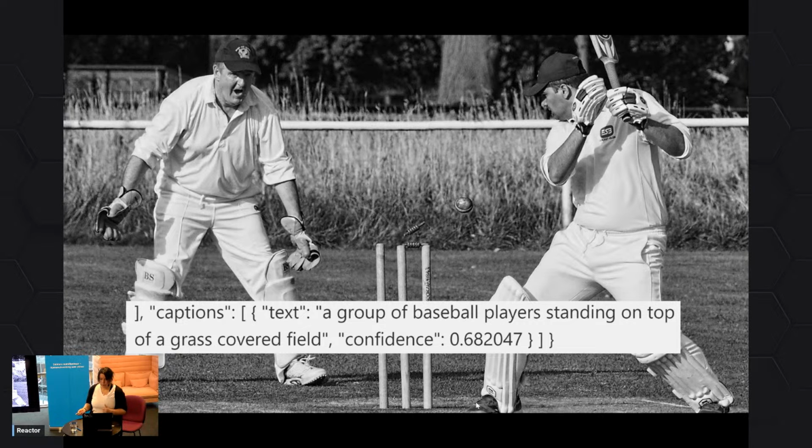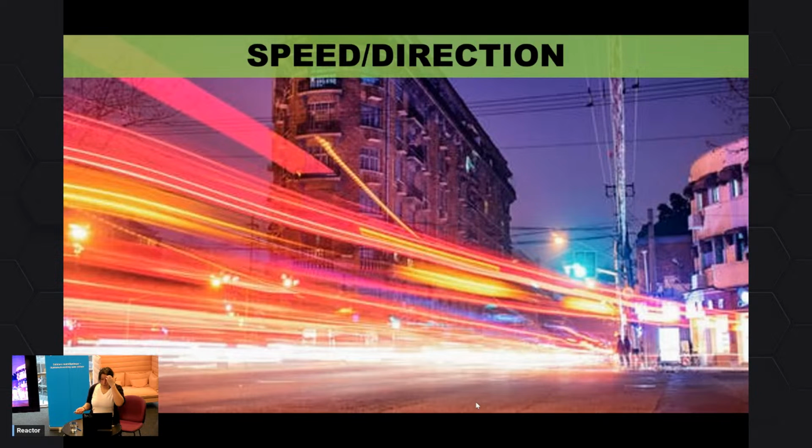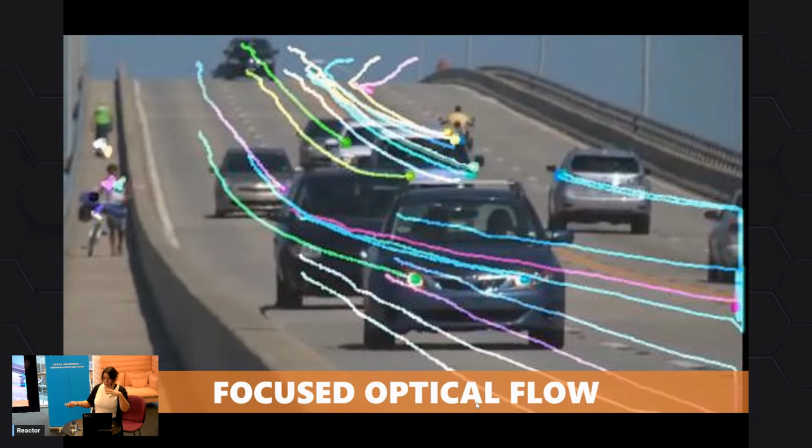For the speed and direction, we've already talked about optical flow. So optical flow is something that you can get out of the box. For example, in Python, there are several libraries to extract speed and direction from images or from video.